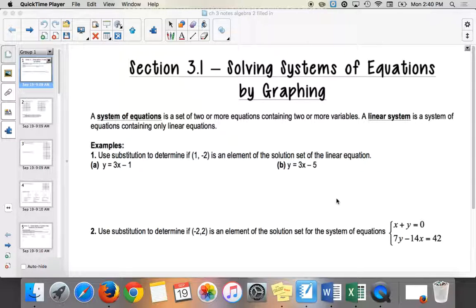Lesson 1 is on solving systems of equations by graphing. So basically we're just going to graph two lines on the same grid, and we're going to find the point that they both have in common. Okay, easy enough? Pretty easy for a Monday.